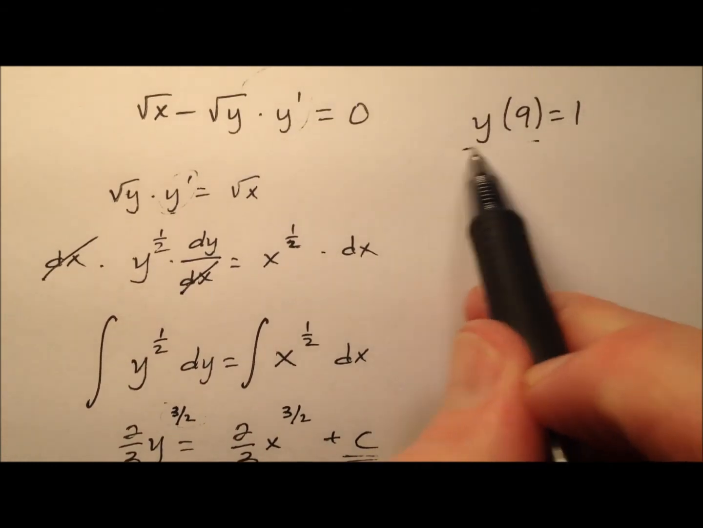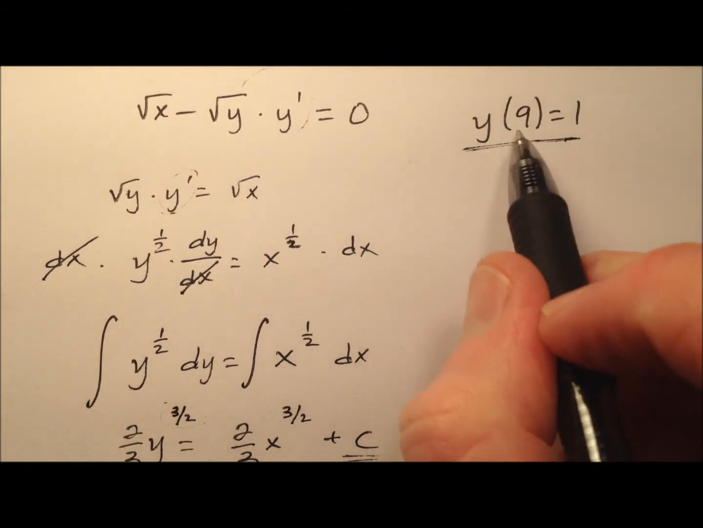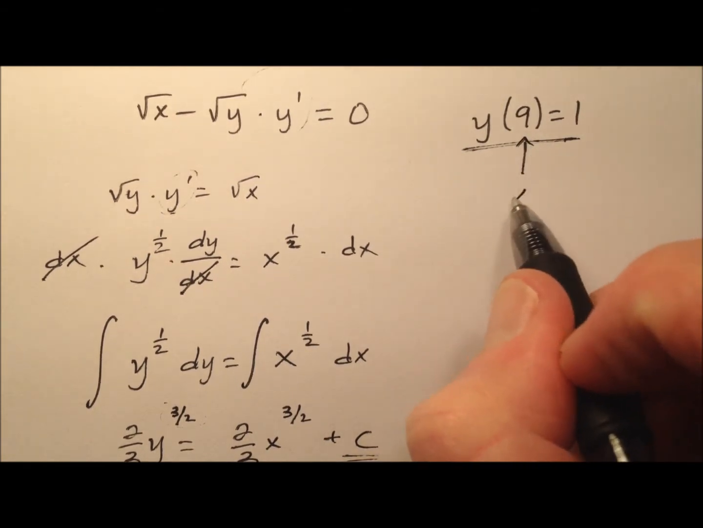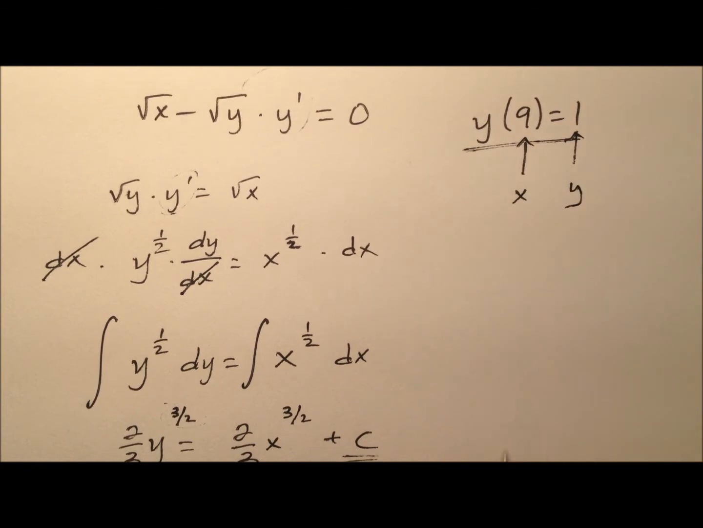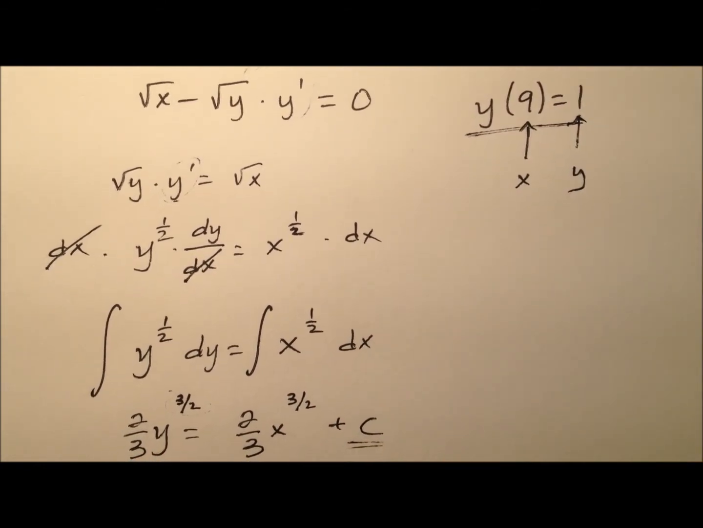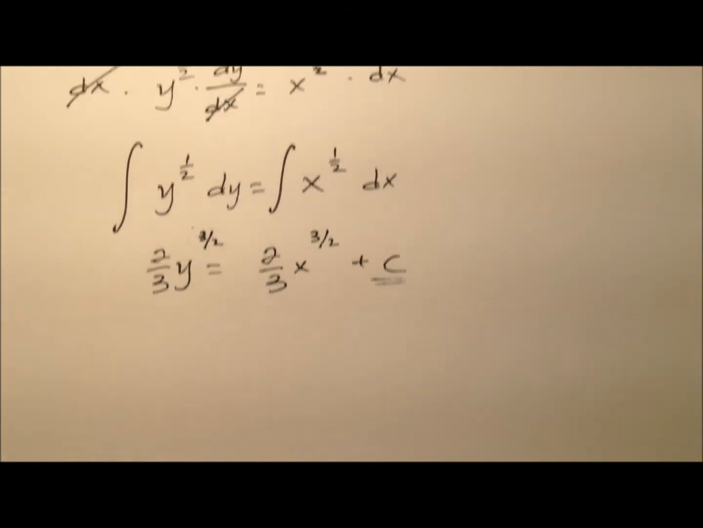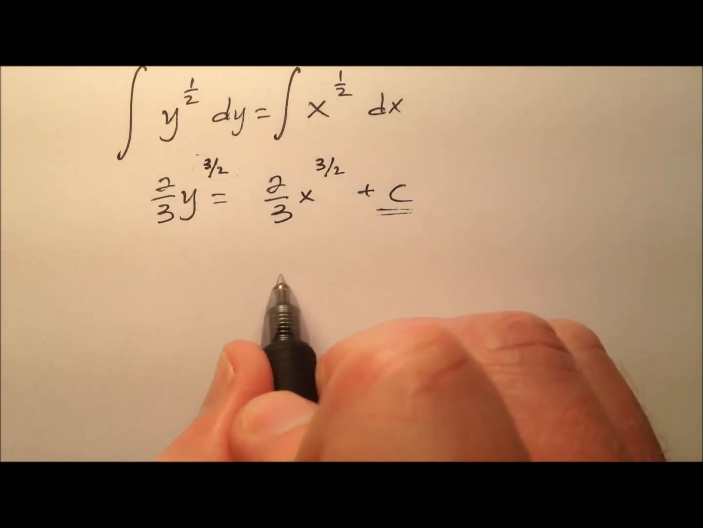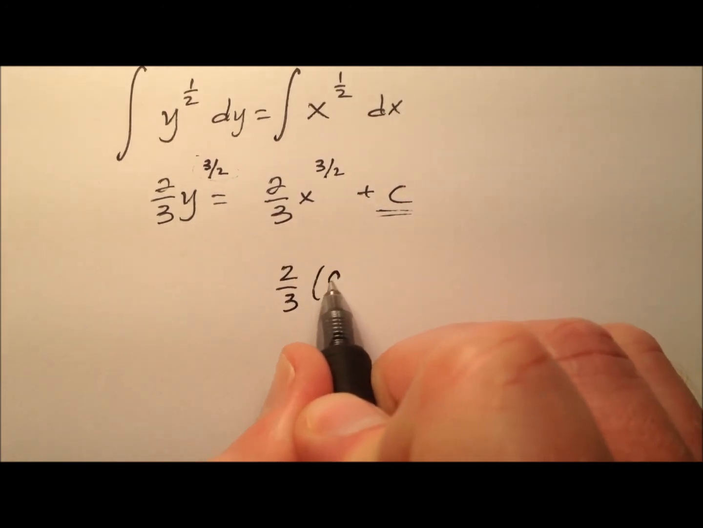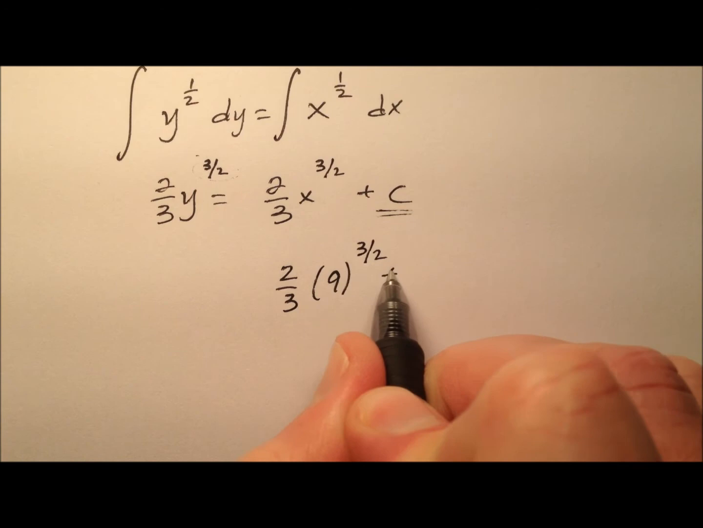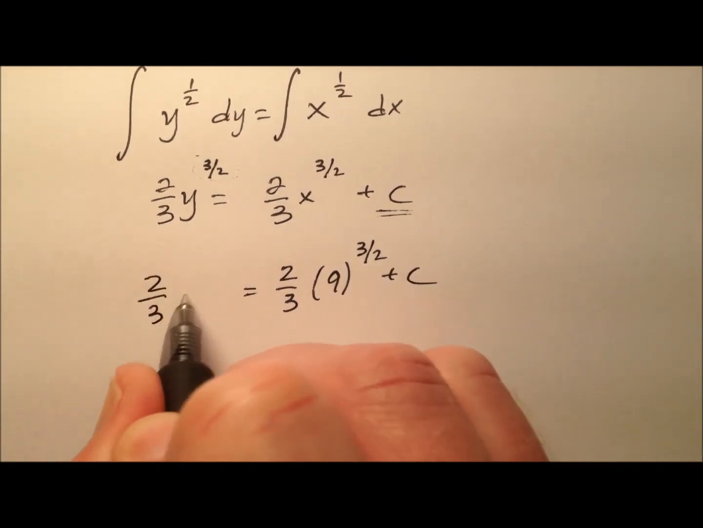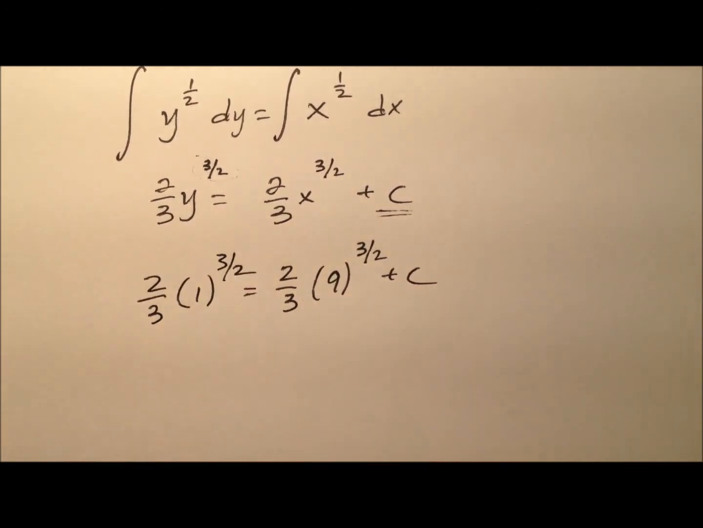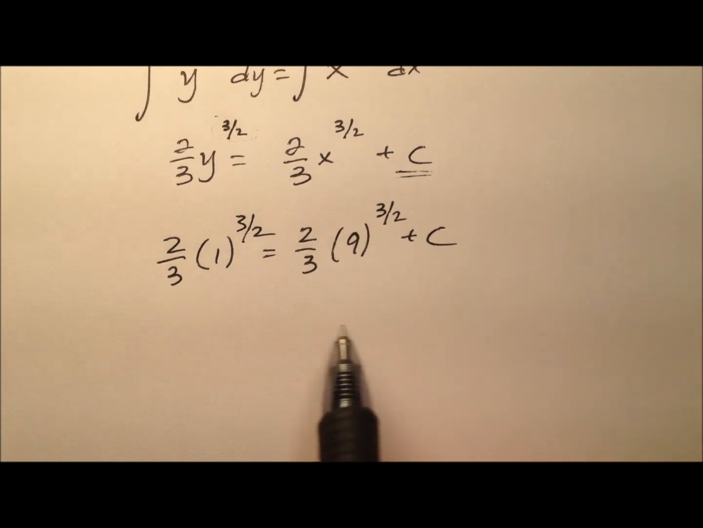Okay, well we have our initial condition, y of 9 equals 1, so we know that x is 9 and y is 1. So let's go ahead and plug that information in. So x was 9 and y was 1. Now let's go ahead and solve for c.